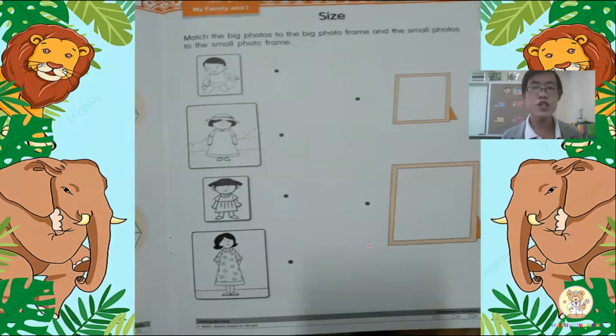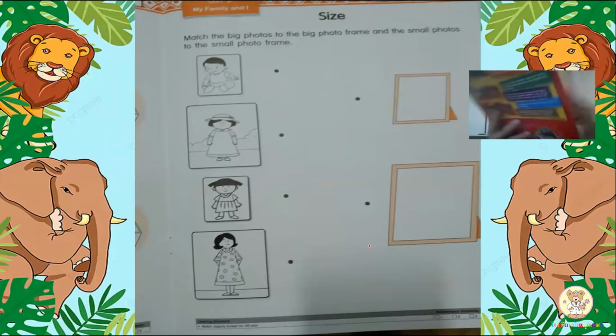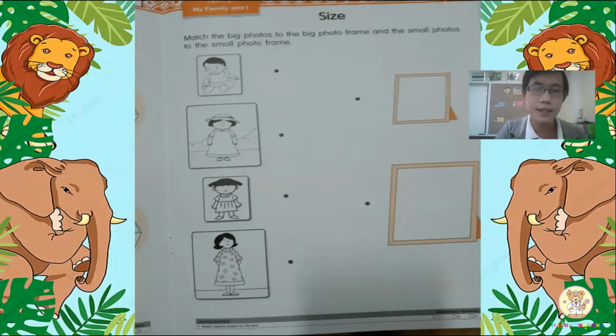Okay, after we finish doing the orange book, I want all of you to open the red book. Please open the red book 2 page. Everybody, please open the red book 2 page. So we're going to match the picture again. Match the big photos to the big photo frame and the small photos to the small photo frames. So you need to take a look at the pictures so you can answer the questions. So let's take a look together.